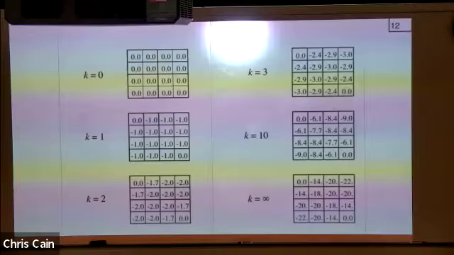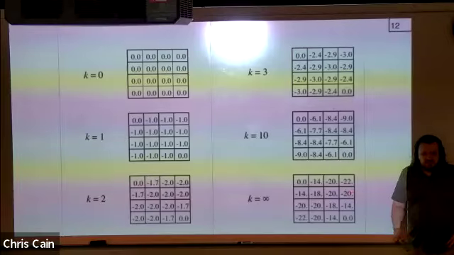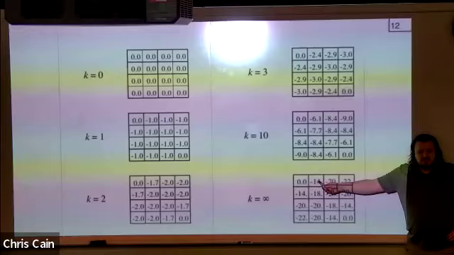This is the actual answer to the question that I posed before. You start in this state, how many moves does it take on average to end the game? The answer is 14.